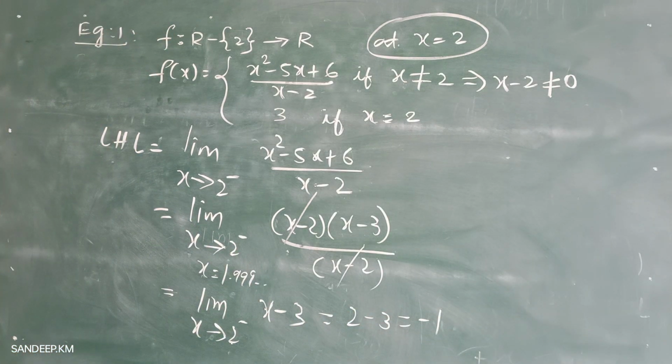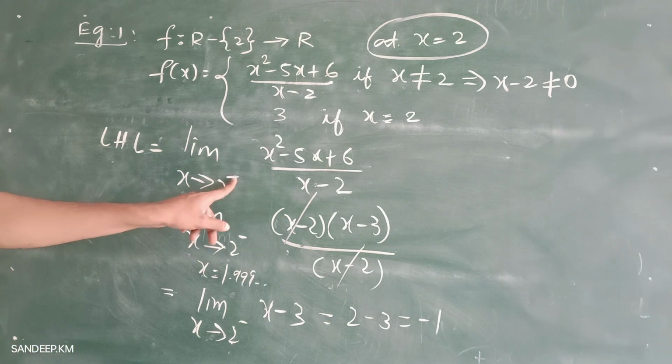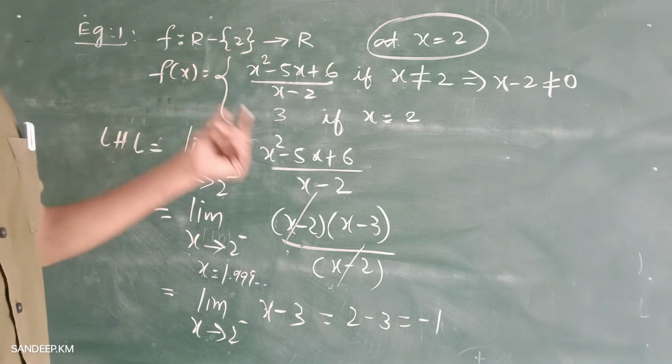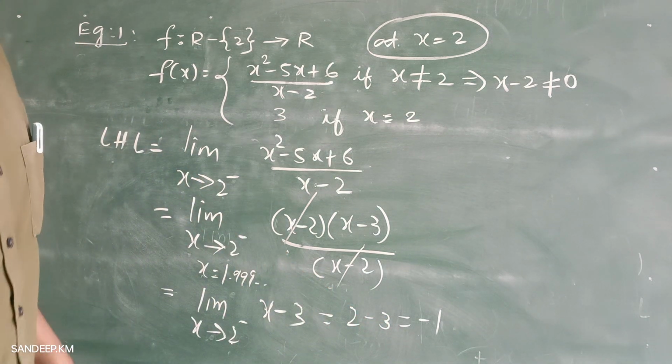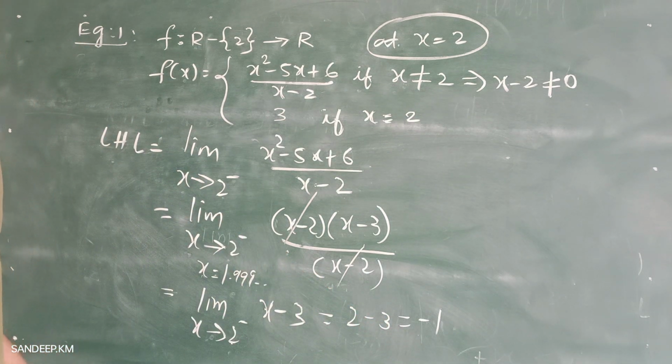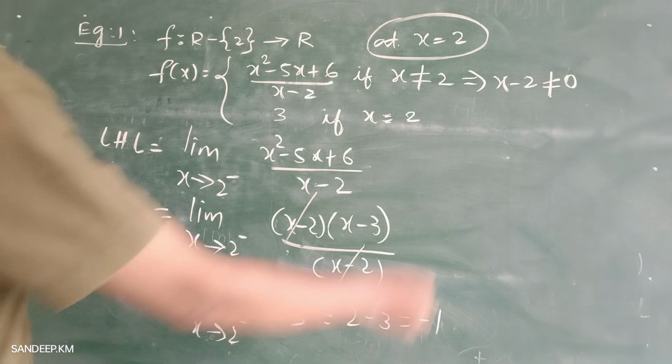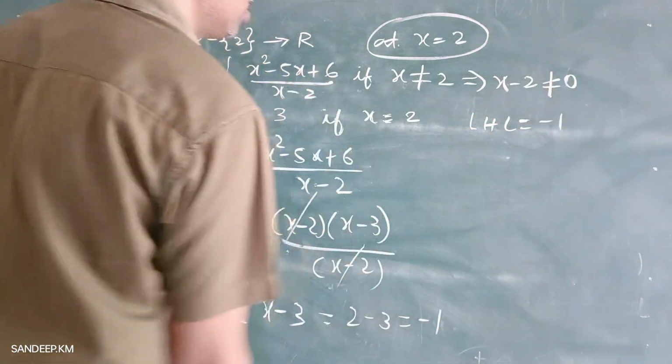So therefore, dear students, when x is approaching 2 from the left side, f of x is approaching minus 1 from the left side. So therefore, the LHL value is minus 1. LHL is equal to minus 1.